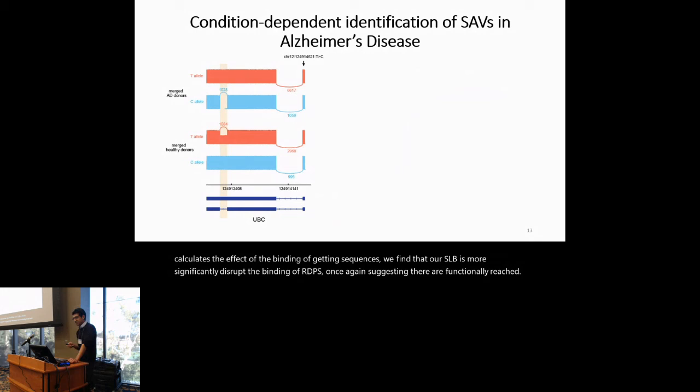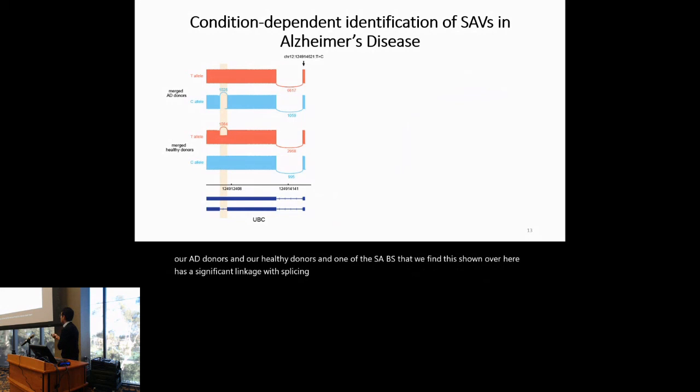Looking into our Alzheimer's disease cohort, we performed this analysis when we merge our AD donors and our healthy donors. One of the SAVs that we find, shown over here, has a significant linkage with a splicing event, shown over here. What we found that is very interesting is this condition-dependent signal, where even though the allele of this variant is strongly linked with the splicing, the direction of this linkage is inverted depending on the condition. That is to say that in AD samples, the T allele is linked with inclusion, whereas in the healthy donors, the T allele is more strongly linked with the exclusion of that exonic part.